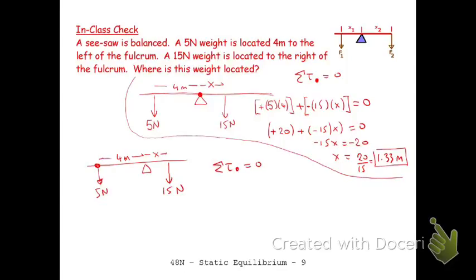So you basically, where was I? So you basically say, well, the 5 is going through the turning axis. So that's going to be 5 times 0. So there's no torque, no turning effect caused by that 5 Newton one. And then the 15, well, this is not so bad. This is 15 times, well, not 4 and not x, but 4 plus x, yeah?